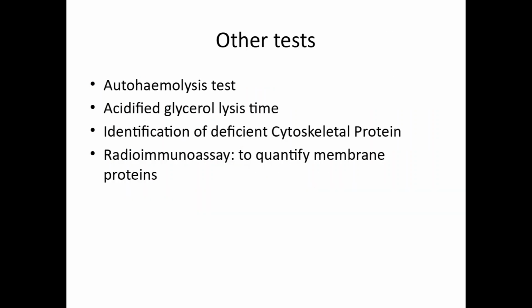These are some of the other tests that can be done to diagnose hereditary spherocytosis, namely autohemolysis test, acidified glycerol lysis time, identification of the deficient cytoskeletal protein, and finally radioimmunoassay to quantify all the various membrane proteins to see which is deficient.